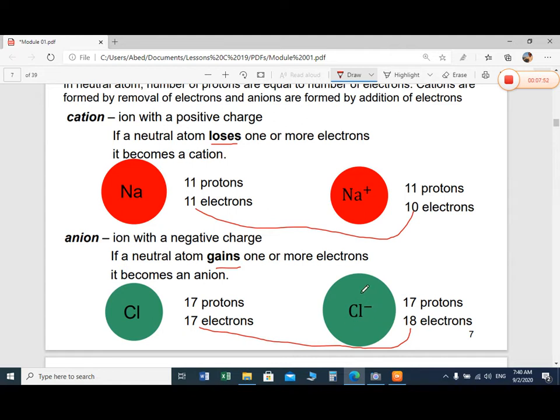If you see, the size of chloride is bigger than the neutral atom. And sodium is also neutral because the number of protons and the number of electrons are equal, so there is no charge here, but when an electron is lost, it leaves behind a positive charge, so it becomes a cation. A cation is smaller than the neutral atom. So this is the example of cation and anion.